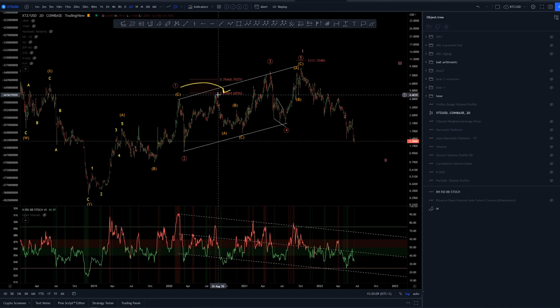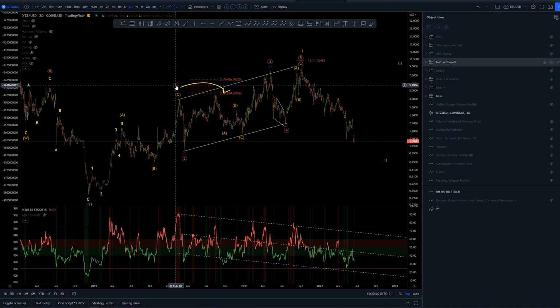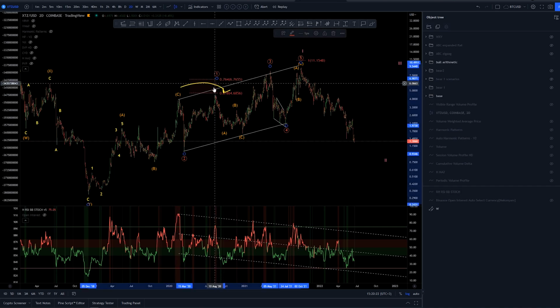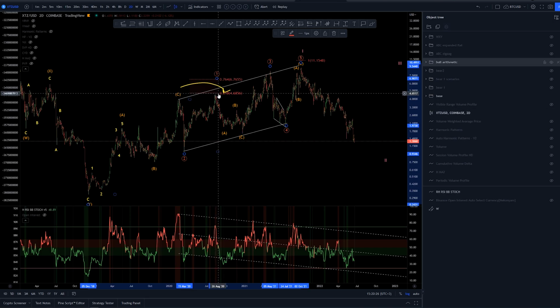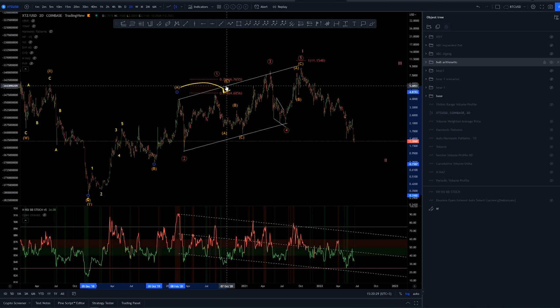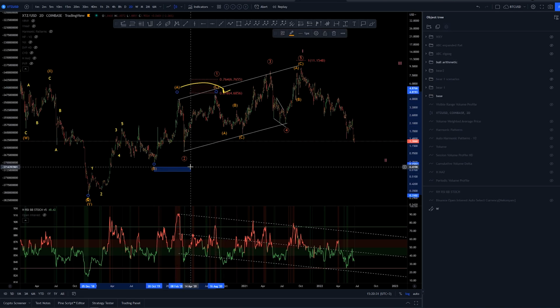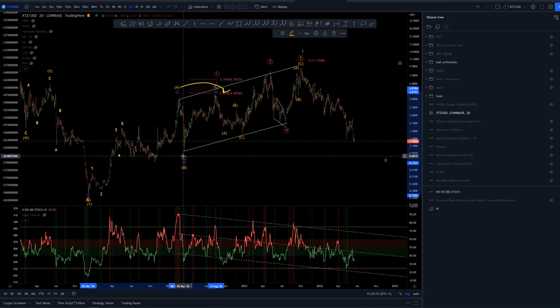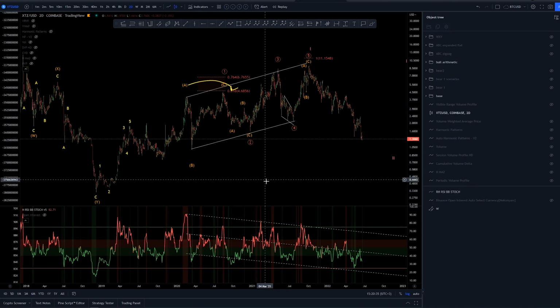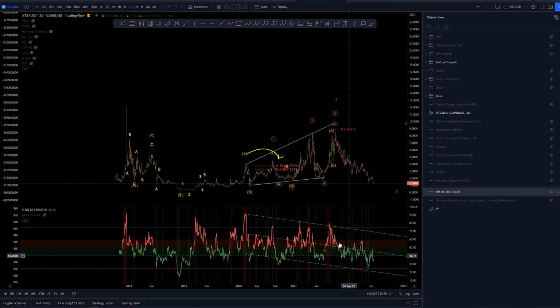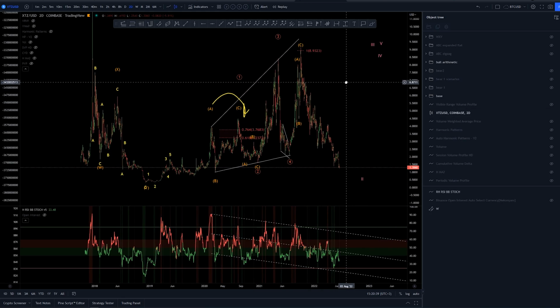Again, all should be zigzags here, unless they are some kind of WXY, which is again a double zigzag. It is possible for this to be a 1 over here as well, but having this A here and the C would be here then. B would be again here, and the wave 2 instead would be here. So both of these are possible.